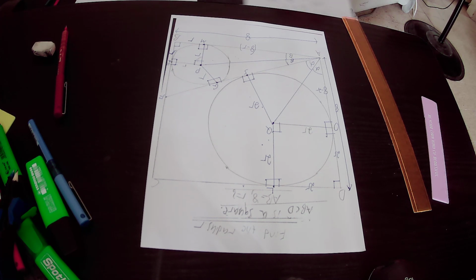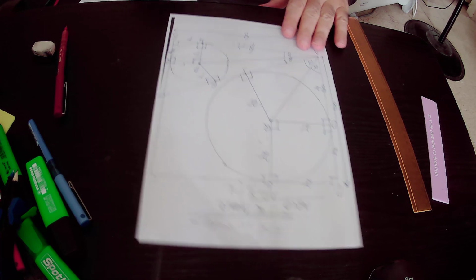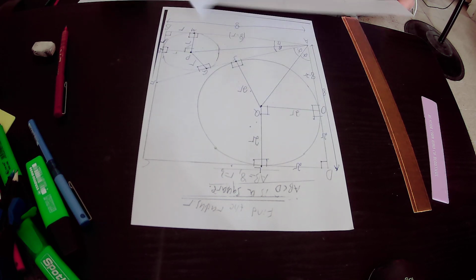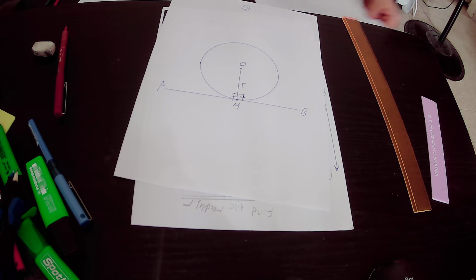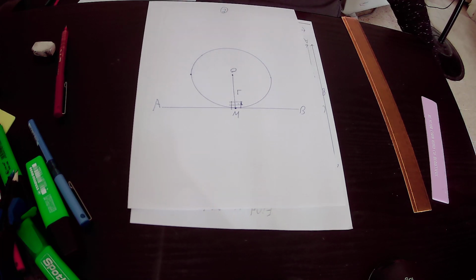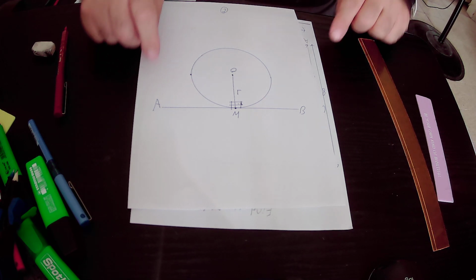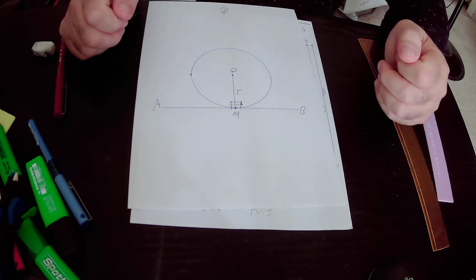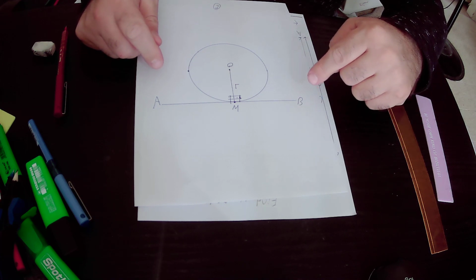Actually, I presented to you two new rules. The first rule is that a tangent to a circle is perpendicular to the radius drawn to its point of tangency. So what is the meaning of rule number one? The meaning is that if you have this circle, the center of this circle is at point O, and we also have tangent AB that is tangent to this circle at point M. Actually, point M is the point of tangency of tangent AB with this circle.